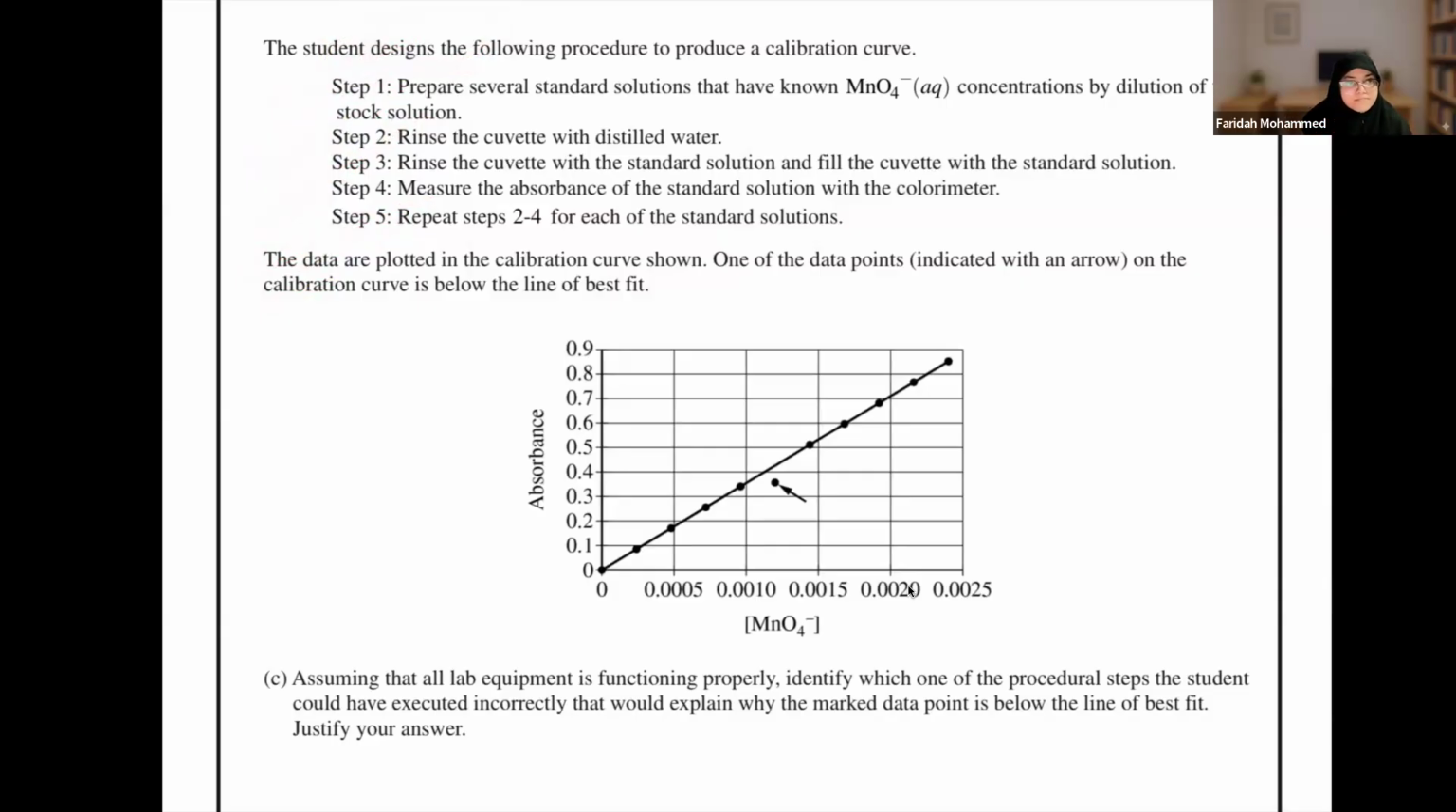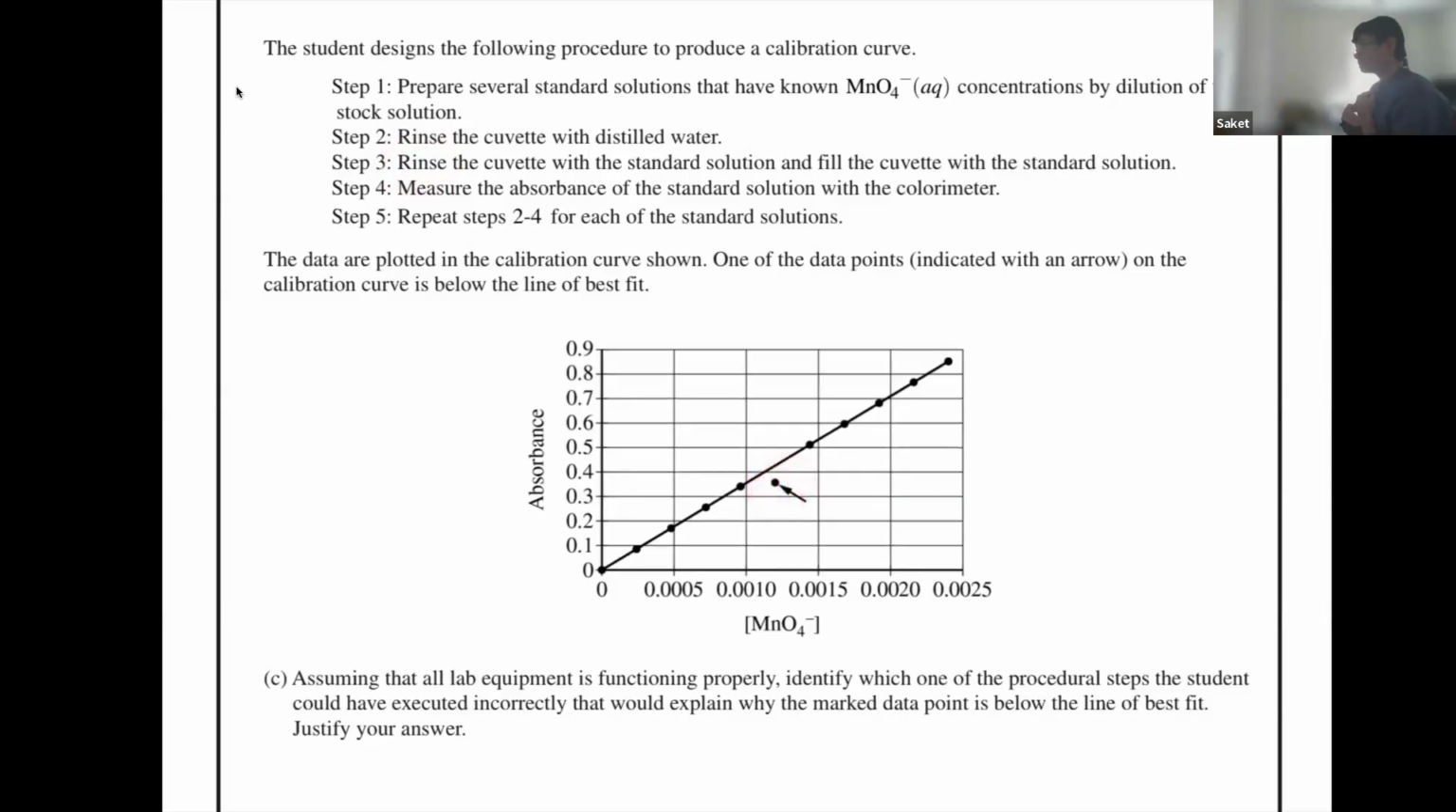Yeah, Saket? So I put step 3, and this is because the concentration of the standard solution may be less, or the standard solution was filled within the cuvette too little. Both discrepancies in step 3 would result in lower absorbance. Yes, correct. So basically the student did not rinse it properly with the standard solution. That's why there's still water, and that's why the absorbance is lower than expected.